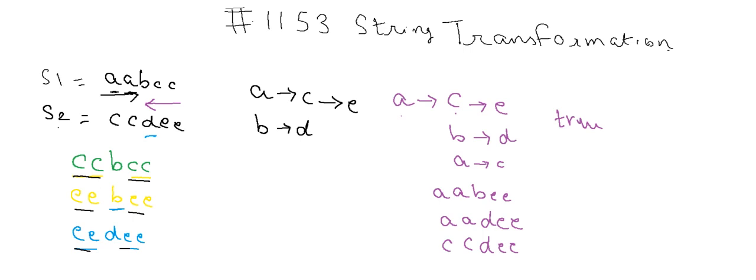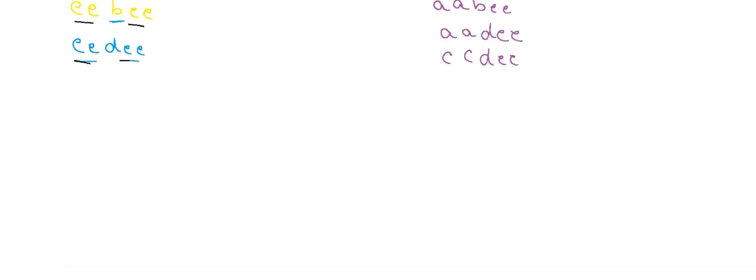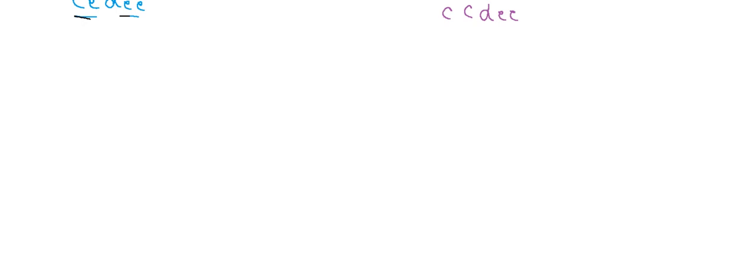Okay. So let's try another example and see if we can transform the string. So now I'm given the string leetcode. So s1 is equal to leetcode and s2 is equal to codelit.